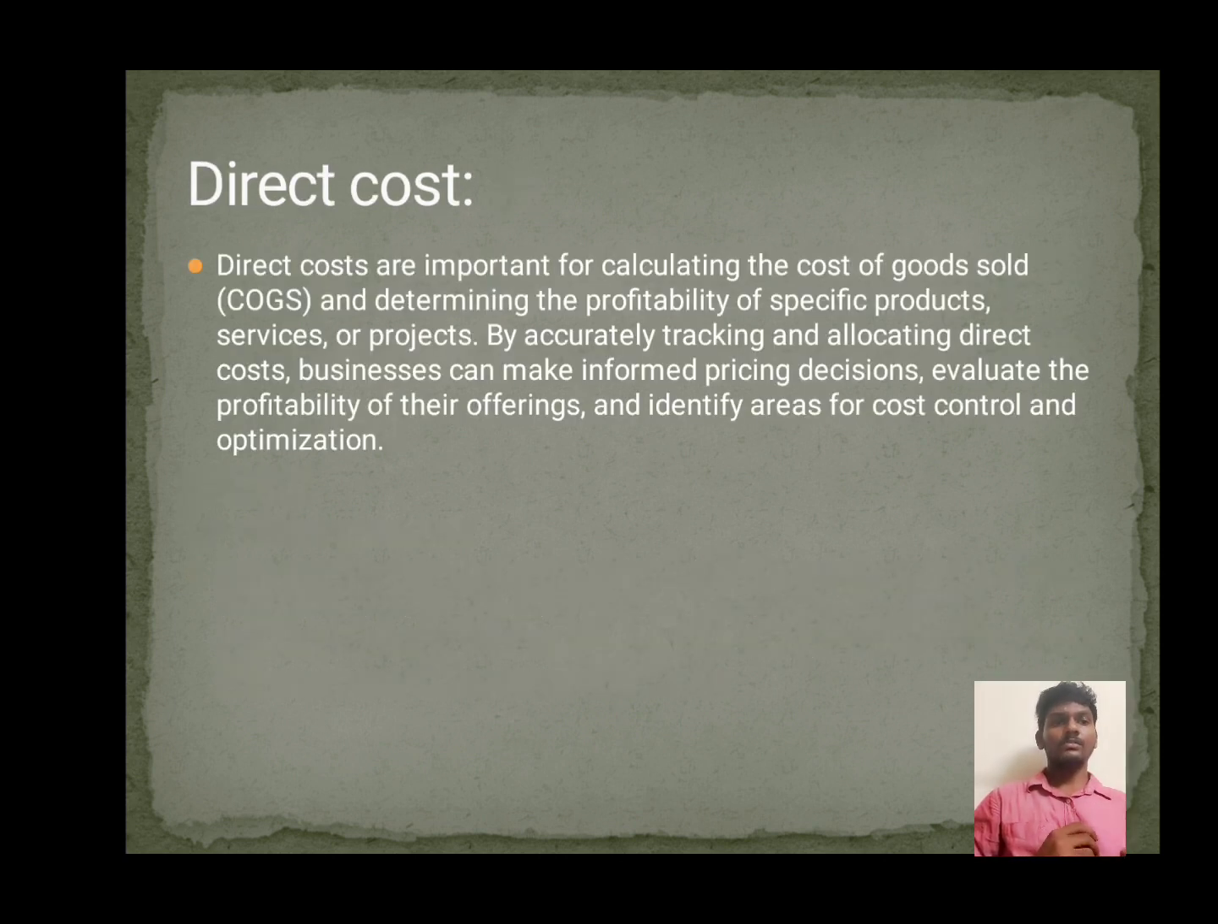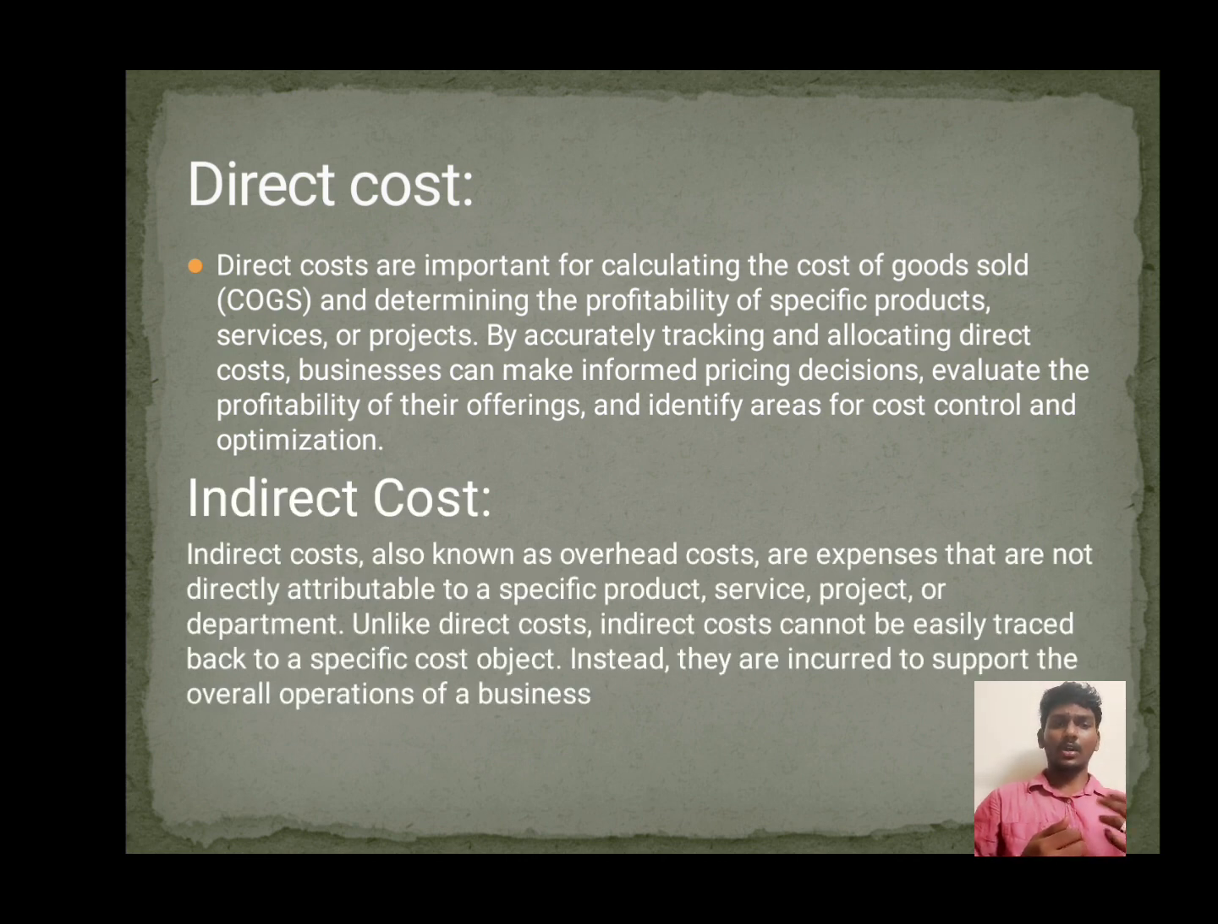Next one is the direct cost. Direct costs are important for calculating the cost of goods sold and determining the profitability of specific products, services, or projects. Whereas indirect costs are also known as overhead costs or expenses that are not directly attributable to a specific product, service, project, or department.